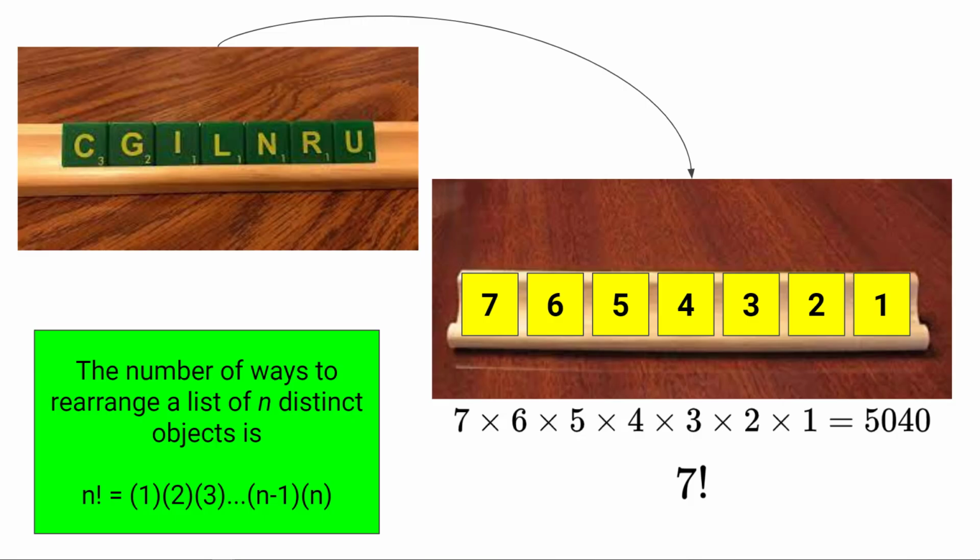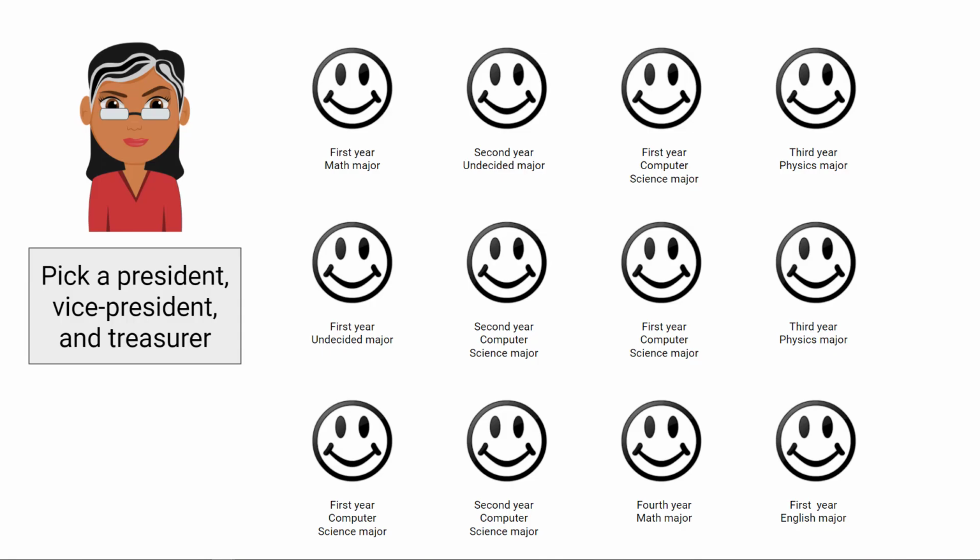Here's an example of the kind of problem we're interested in. Suppose I have a class of 12 students, and from that group I need to pick 3 students to be the leadership team of the math club. One student will be the president, another the vice president, and the other the treasurer. How many ways are there to make this selection?